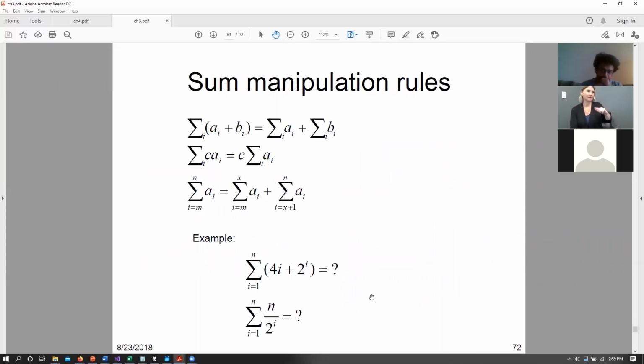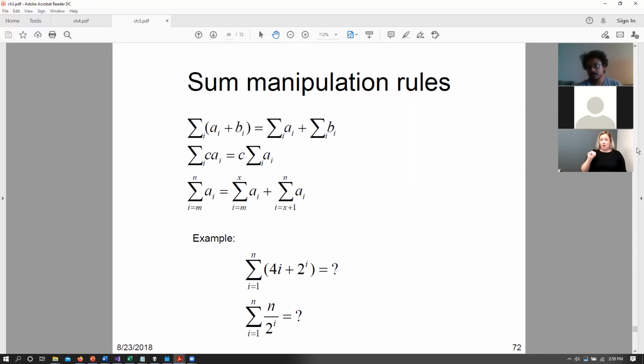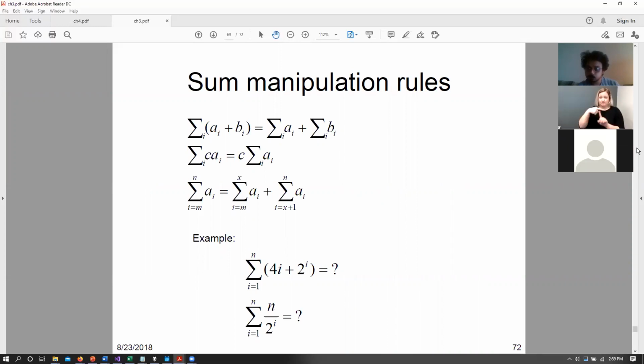We also have summation manipulation rules. So a_i plus b_i can be broken down into the summation of a_i plus the summation of b_i. C, a constant times a_i, summation over i, can become c times summation of a_i. And i from m to n of a_i can also be rewritten as i from m to x of a_i plus i from x plus 1 to n, summation of a_i.